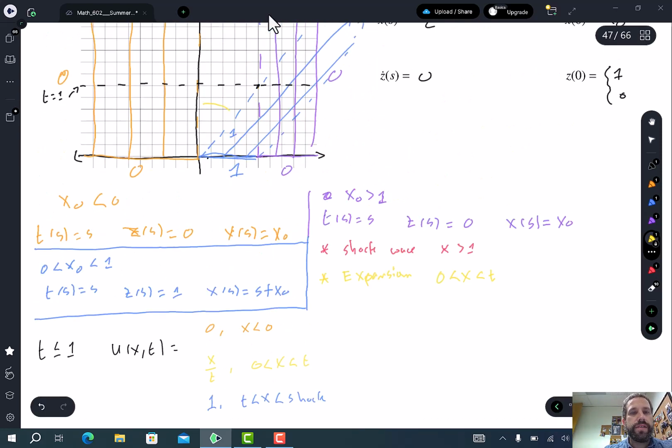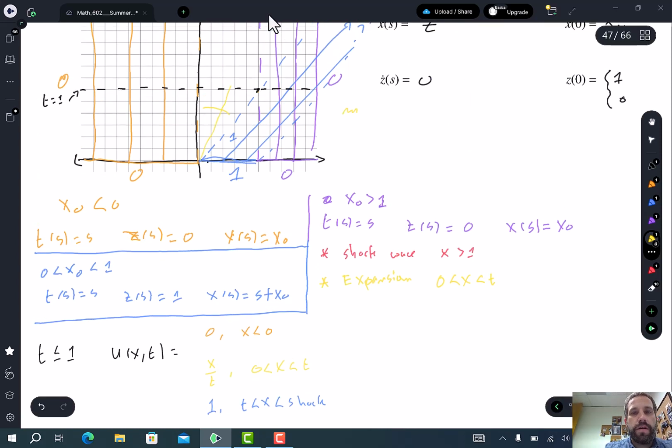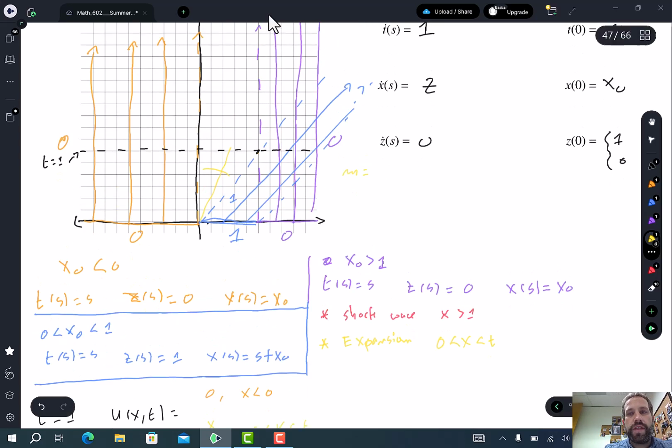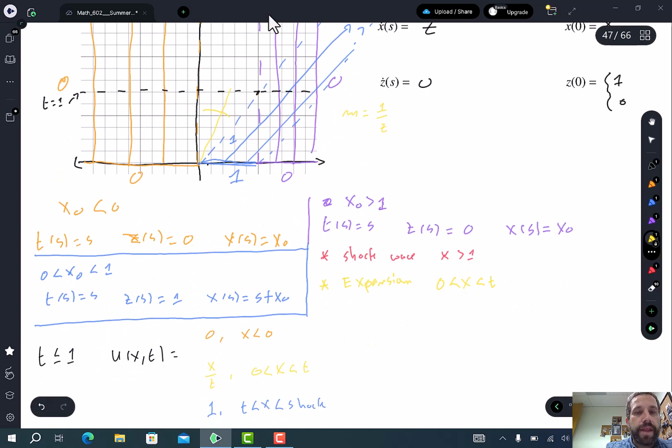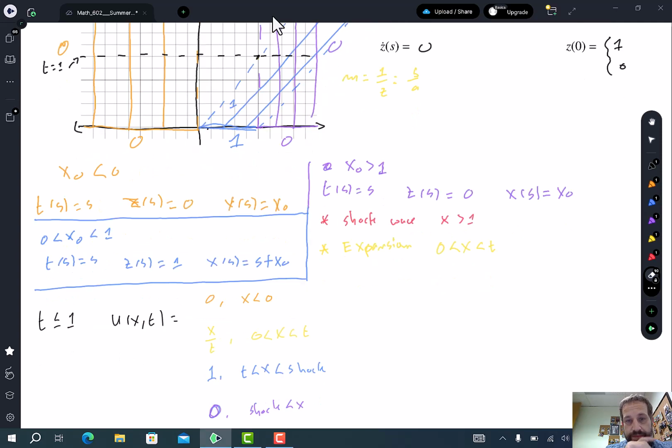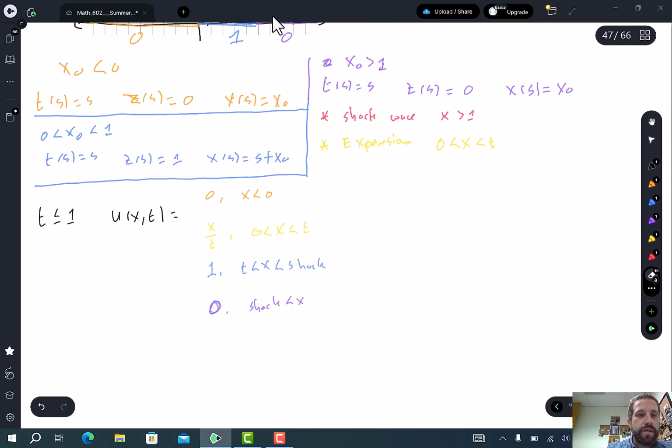The other way to do it is the way we've thought about it before, which is if this is a characteristic, I know that the slope is going to be equal to t dot over x dot, which is 1 over z. And if it passes through this generic point here, (a, b), the slope of that line is equal to b over a, and we solve this, we get z is equal to a over b on the characteristic, or u of x,t is equal to x over t on that wedge there. Okay, so now this is what we have.